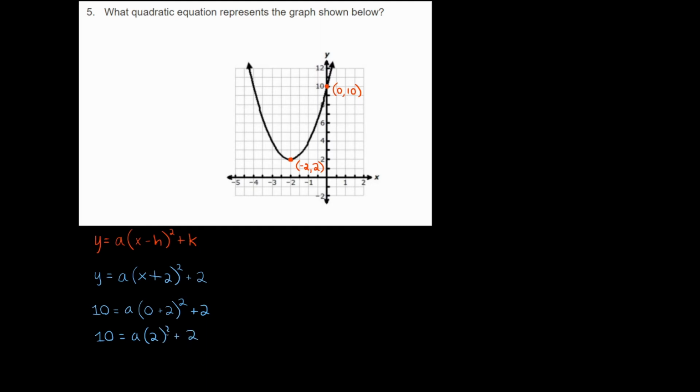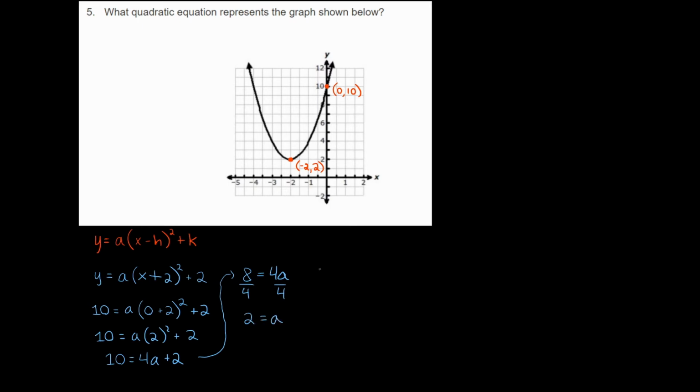PEMDAS, please, exponents before multiplication. This 2 is going to get squared first. I will have 10 equals 4a plus 2. I'm going to move up over here just to finish this off. I can subtract 2 from both sides and wind up with 8 equals 4a. Divide both sides by 4, and we find that a is equal to 2.